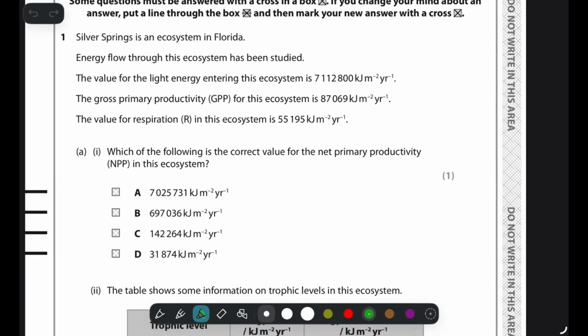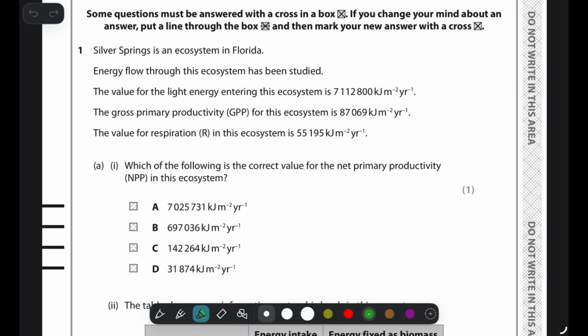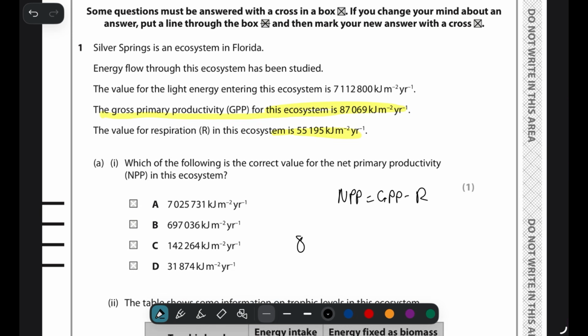Okay, so for question 1, we're looking here. With the information given to us, the first question is telling us to calculate the MPP. So straight off the bat, I know that MPP equals GPP minus R. So now I'm just looking for those values in the question. They've given me the GPP here, and they gave me the respiration here. So I know that literally all I'm going to be doing is 87069 minus 55195. And that should give me the answer D.